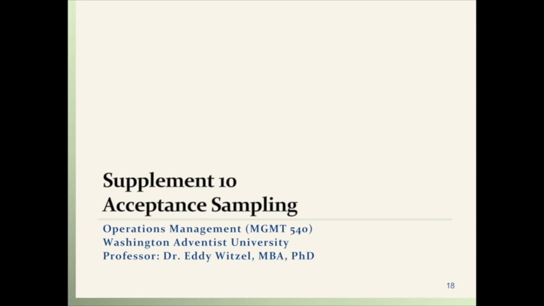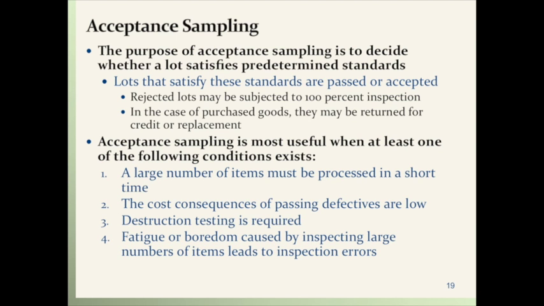This is the supplement to Chapter 10, which is acceptance sampling. The purpose of acceptance sampling is to decide whether a lot satisfies predetermined standards. Lots that satisfy these standards are passed or accepted. There's a couple of things you can do with lots that are rejected. You can subject them to 100% inspection. In the case of purchased goods, you could return them for credit or replacement.